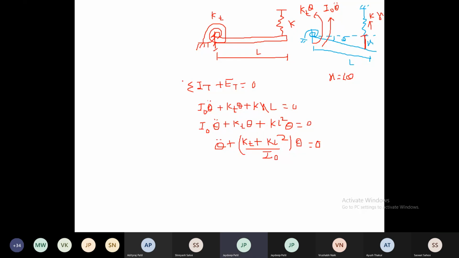This is your D'Alembert's principle. Again, you have to write down the simple harmonic motion equation, or equation of SHM, to complete this problem. Equation of SHM is theta double dot plus omega n square theta is equal to 0. Hence you will get omega n square is equal to, the circular natural frequency of the given system, is equal to (kt plus k L square) on IO.